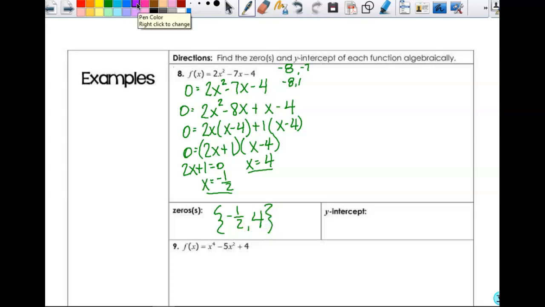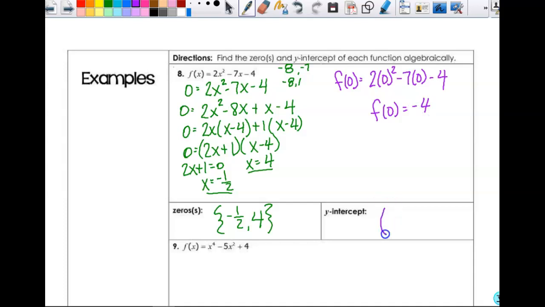My y-intercept, I want to find f of 0. That's equal to 2 times 0 squared minus 7 times 0 minus 4. So f of 0 equals -4. That means that my y-intercept is 0, -4. And it should have been pretty easy to see that you get this here, because if these both zero out, that's all you're left with.